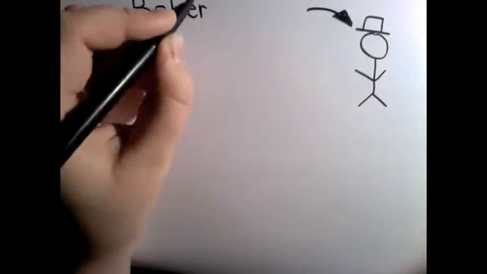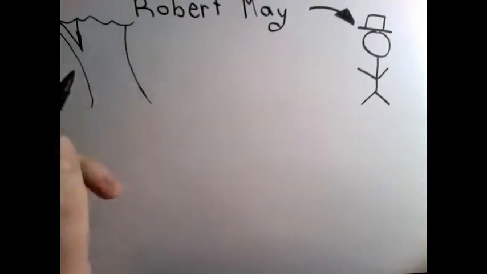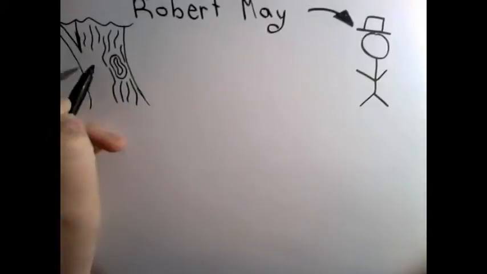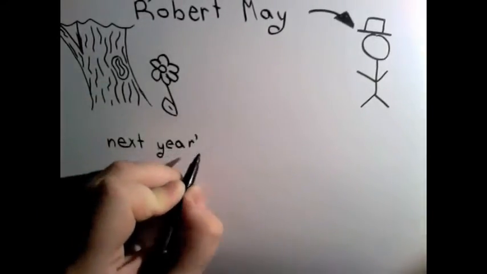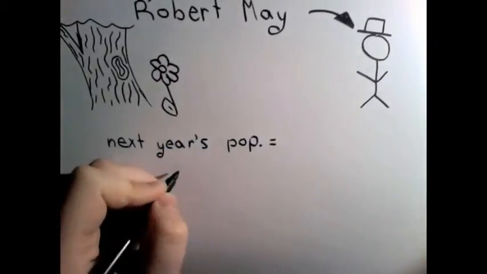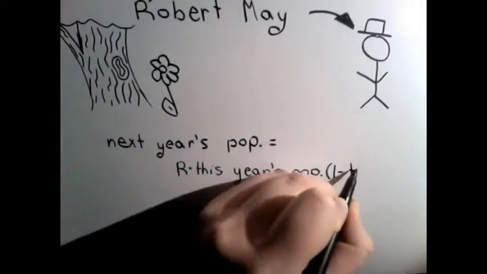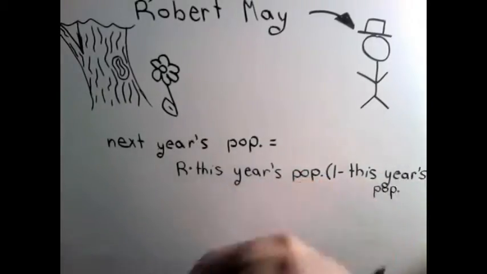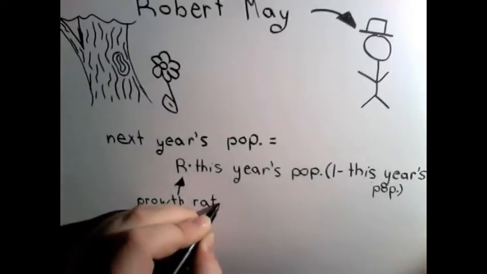The next person to experiment in chaos was a man named Robert May. He was a biologist, so he studied living things. He wanted to see how growth rate would affect a population from the equation: next year's population equals r times this year's population times 1 minus this year's population, with r being the growth rate.